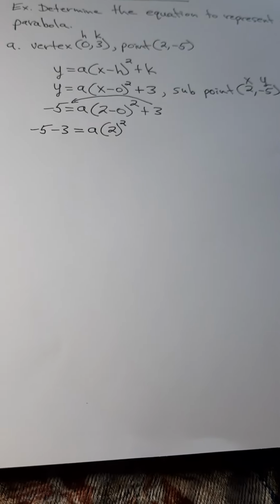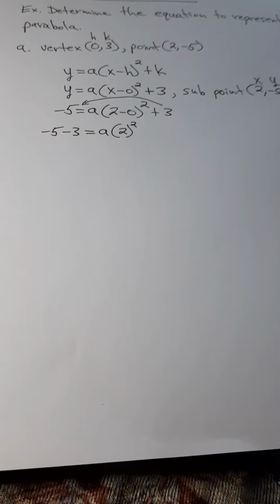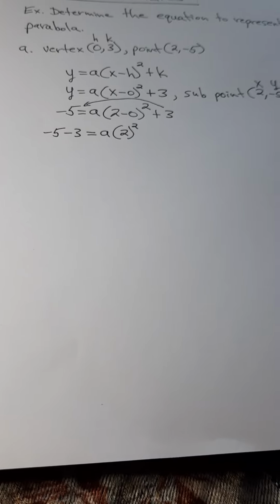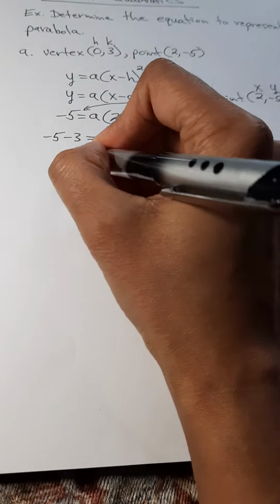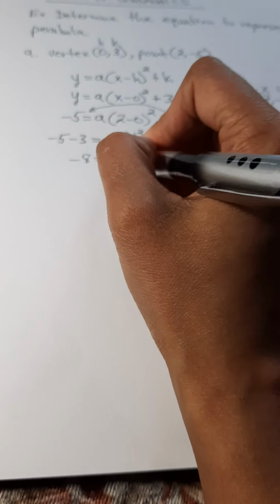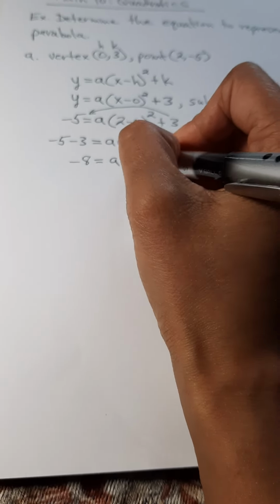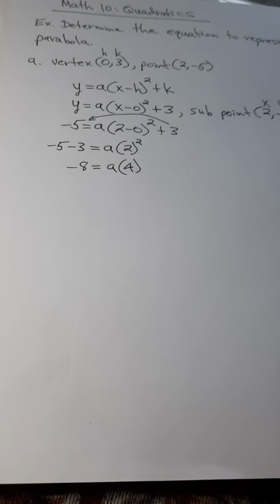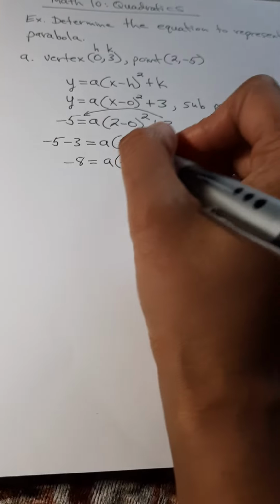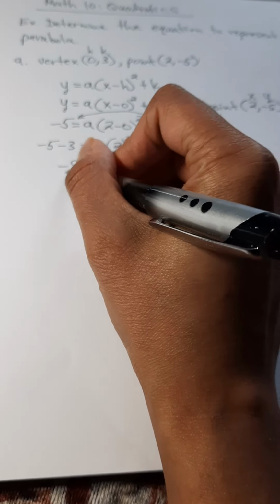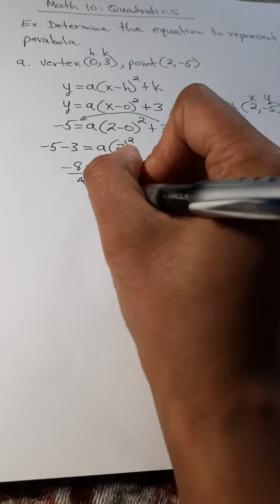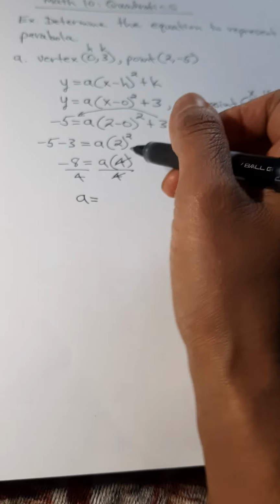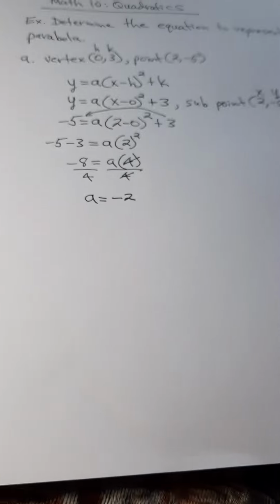Remember, you can do as many steps as you want. Make sure you're just getting the correct answer at the end. So we're doing -5 minus 3, -8 equals a. This is 2 squared, so 2 times 2, which is equal to 4. Now we're just going to divide by 4 on both sides, so this 4 cancels out. This is the value of a. a is equal to -8 divided by 4. a is equal to -2. Let's box that.